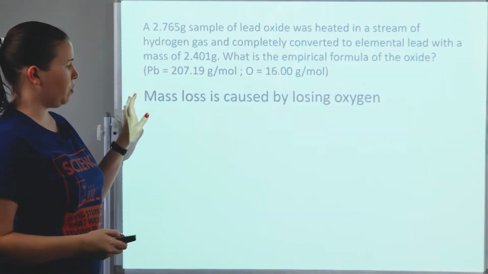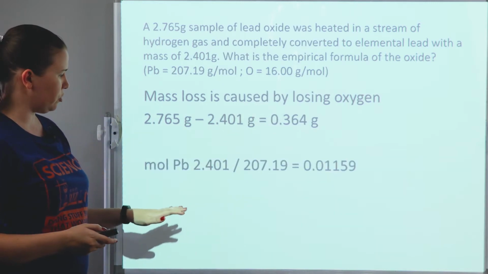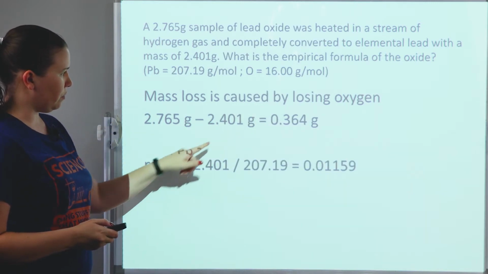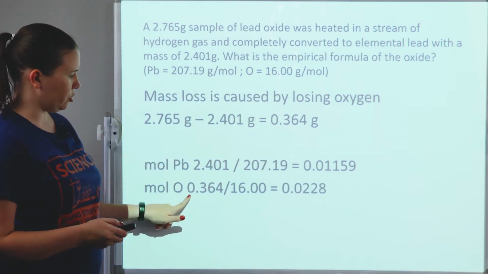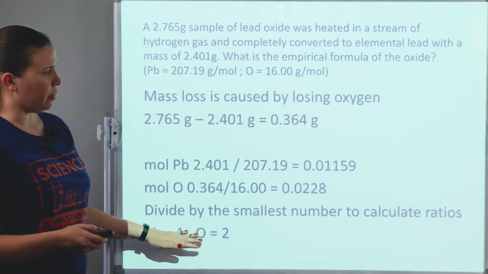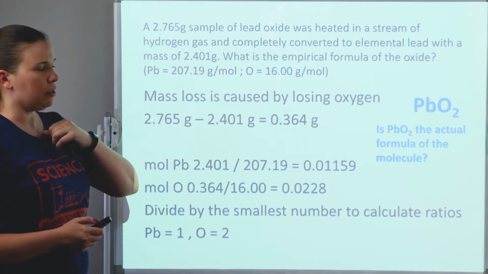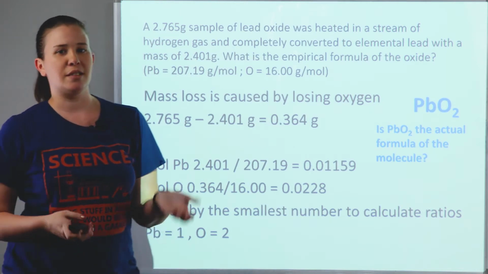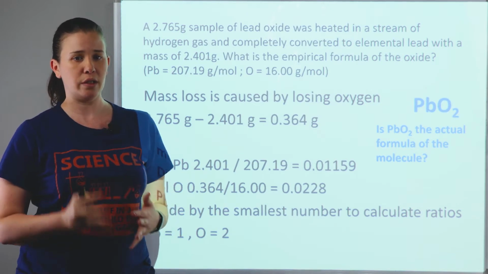So just a little recap, the mass loss must be oxygen. So we did our subtraction to get the mass of oxygen. We converted the mass of the lead with its molar mass, and then the mass of the oxygen with its molar mass. Once we got to the moles, we divided by the smallest, and we can finally get our empirical formula, PbO2.